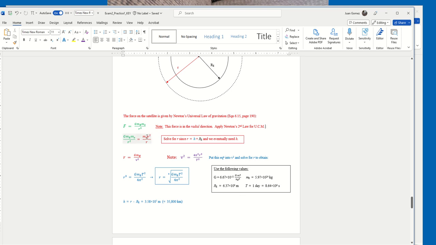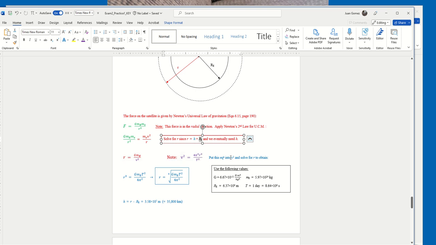Now we want to solve this equation. We want to solve for r, because eventually, if we know r and we know RE, we can get h. So we want to first solve for small r. If you take this equation and do the algebra, you're going to get r is equal to G m_e over v squared. Now remember, what is v squared? We know this from one of the previous lectures. It's UCM, so v is 2 pi r over large T. So v squared is 4 pi squared r squared over T squared.